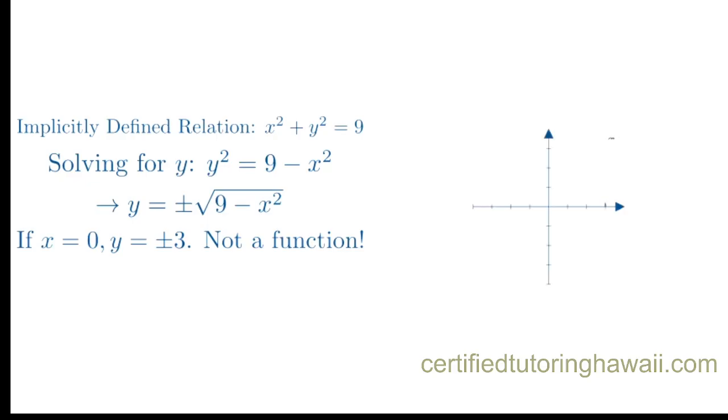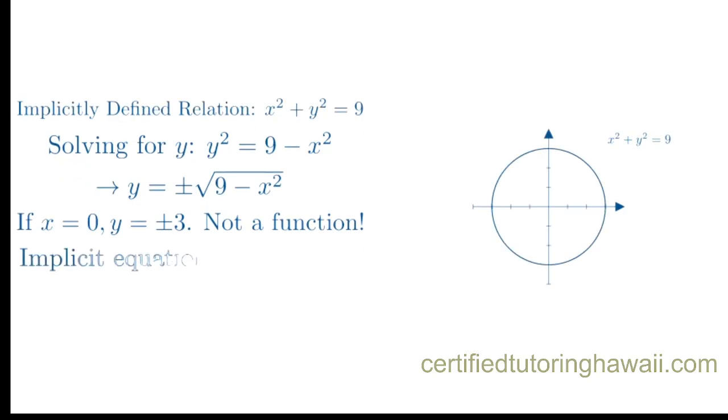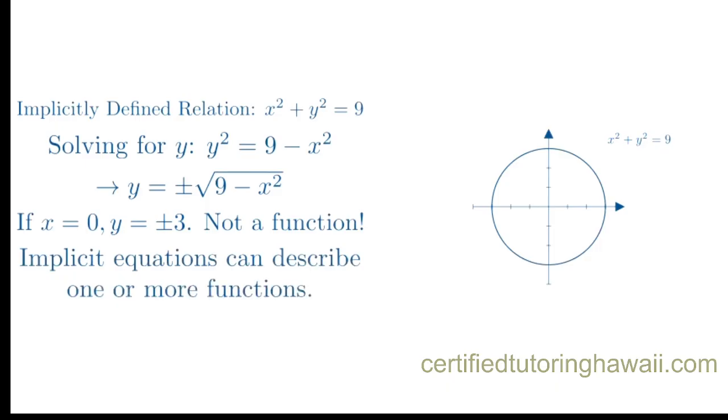So, to recap, an implicitly defined relation is an equation involving two variables where it's not solved for one variable in terms of the other. An implicit equation can describe one or more functions. So, how do we construct a graph of an equation like this? We have two main methods.